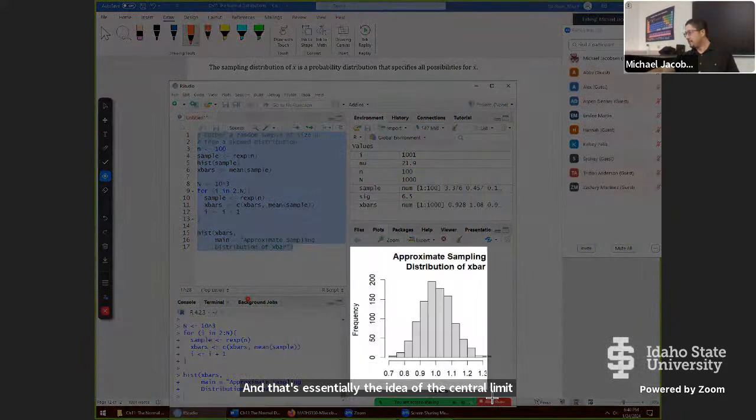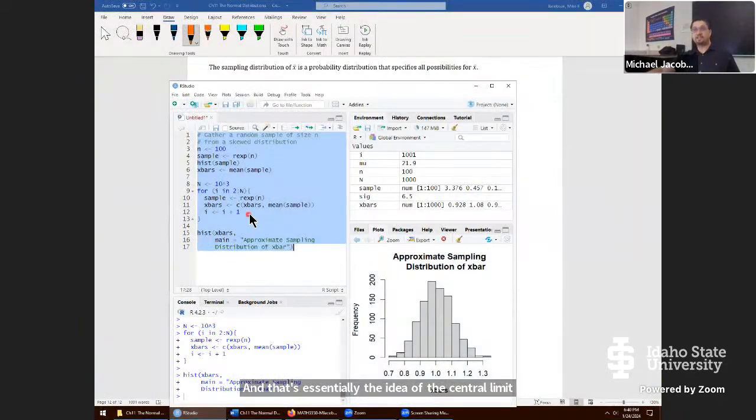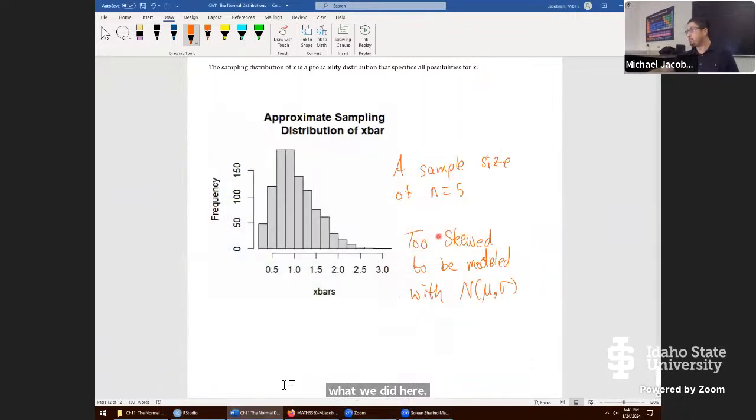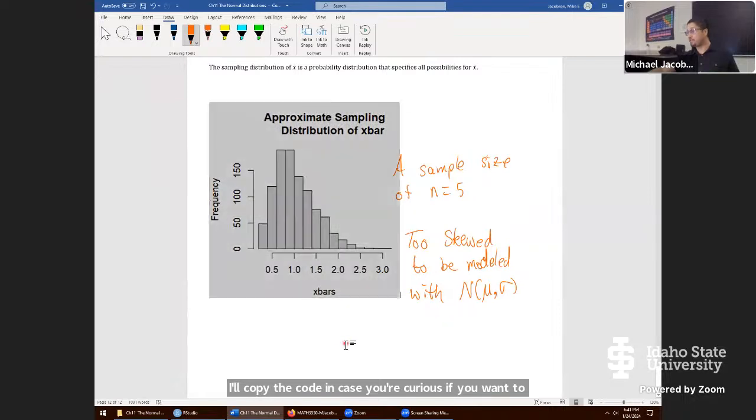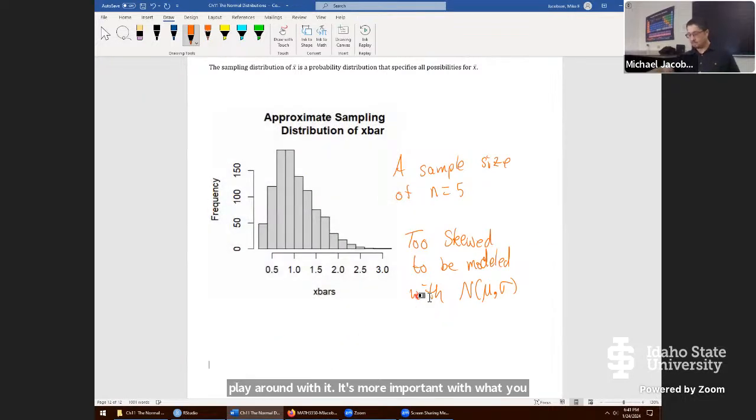So for this discussion, it's not as much about what we did here. I'll copy the code in case you're curious and you want to play around with it. It's more important with what you see here in these pictures. So this will be our final statement.